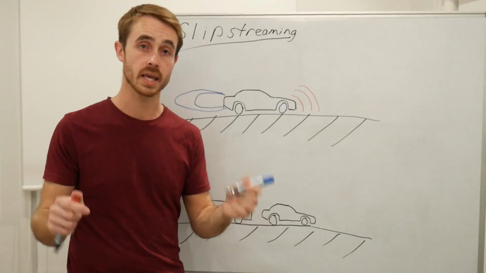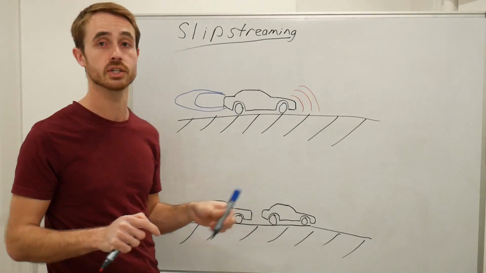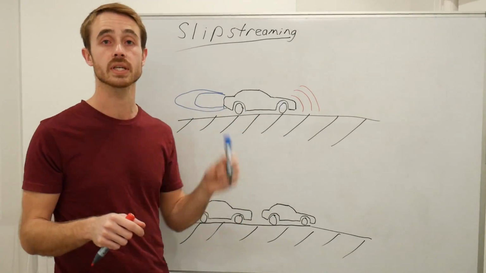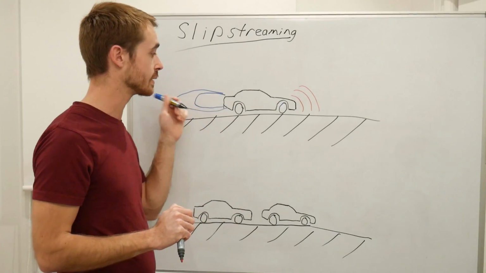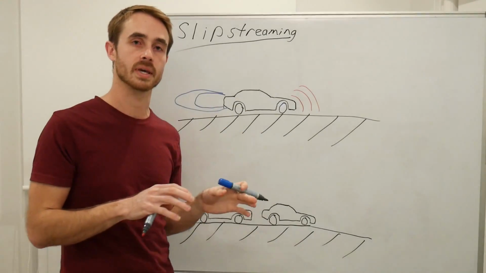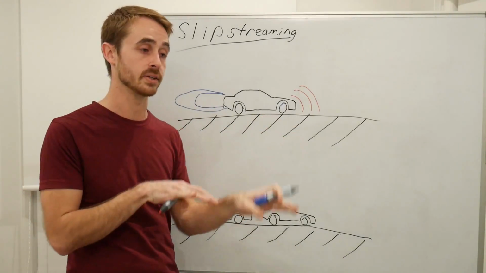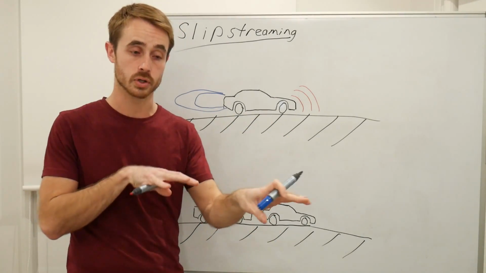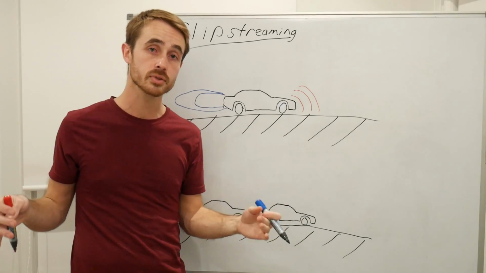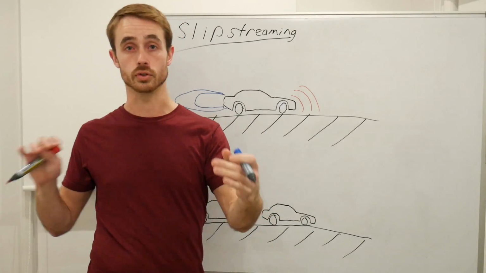Now, in the dirty air video, I was talking about how this wake region is turbulent and lower velocity, and that causes problems for the trailing cars in terms of getting downforce. But when you're trying to slipstream a car, what you're trying to do is use the car to speed you up. The key difference between these two things is that dirty air is a disadvantage because it reduces your downforce. Slipstreaming is an advantage because it reduces your drag.